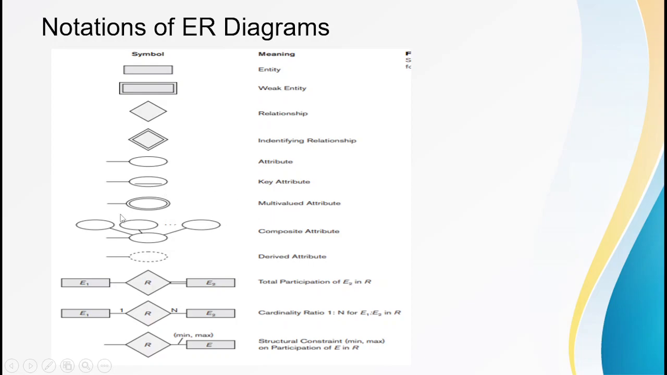If it is a multivalued attribute, I am supposed to have a double oval. If it is a composite attribute, then I should include it as sub-attributes of the main oval. So you have an oval linked by a number of ovals. If it is a derived attribute, I will have a dotted oval. Total participation is represented by double lines between R and E2. Cardinality ratio is represented by 1:n between E1, R and R, E2. Structural constraint min max can also be represented on the participation between R and E.